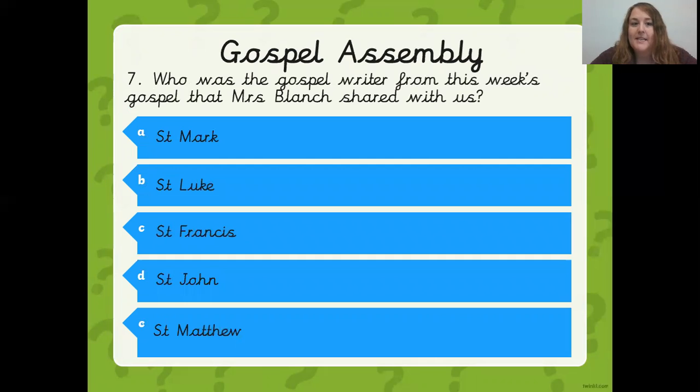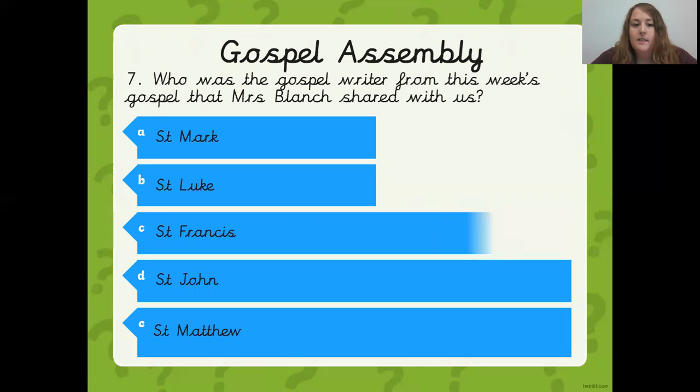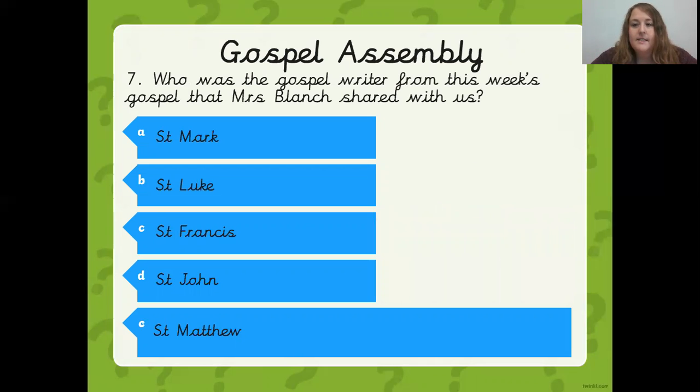Number 7, Gospel Assembly. Who was the gospel writer for this week's Gospel Assembly that Mrs. Blanche shared with us? So we shared this with you on Monday evening, and it was on our assembly session on the Tuesday. Was it St. Mark, St. Luke, St. Francis, St. John, or St. Matthew?